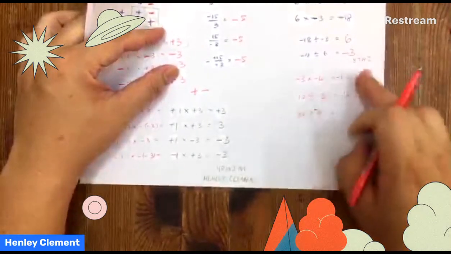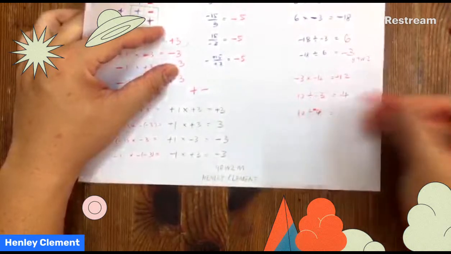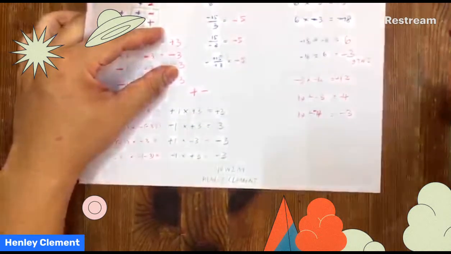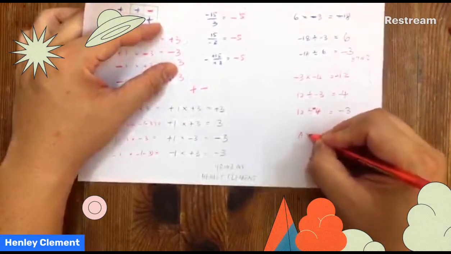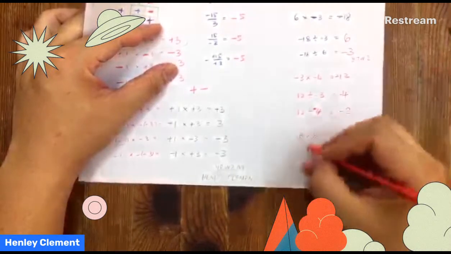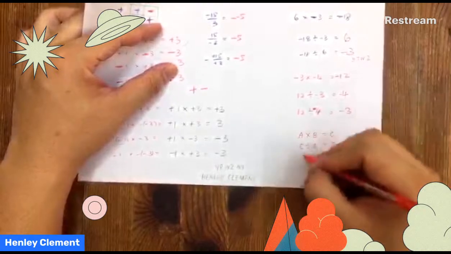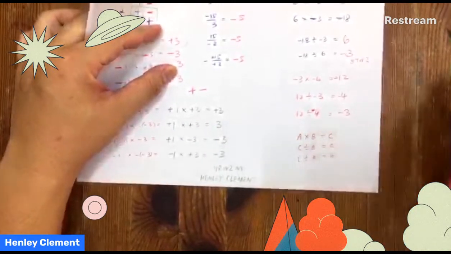So c divided by b will give you a. Again, I will show you this one: a times b equal to c. So c divided by b will give you a, and c divided by a will give you b.